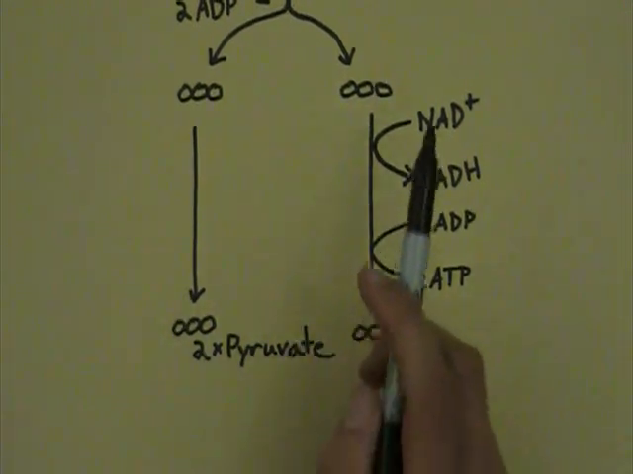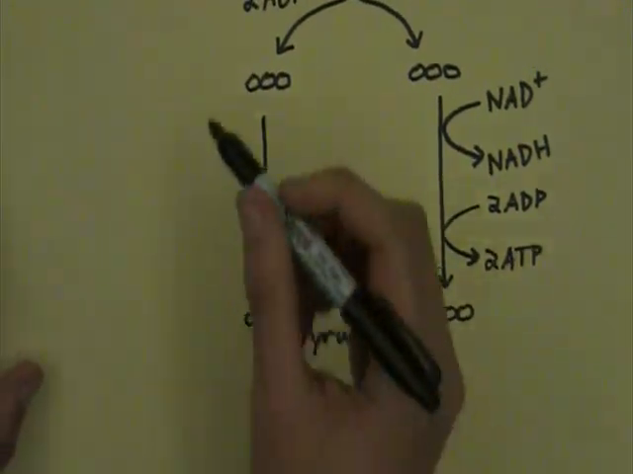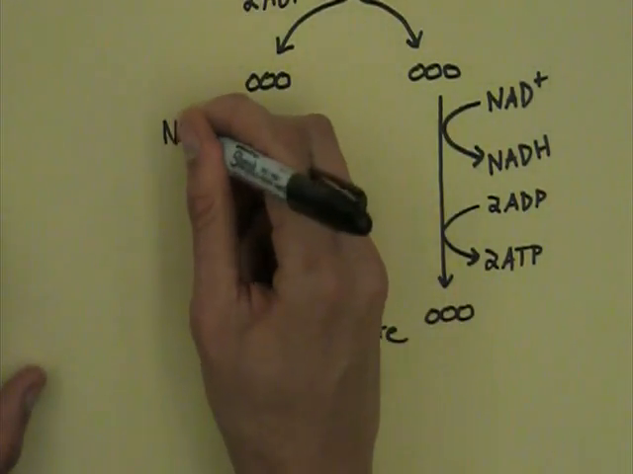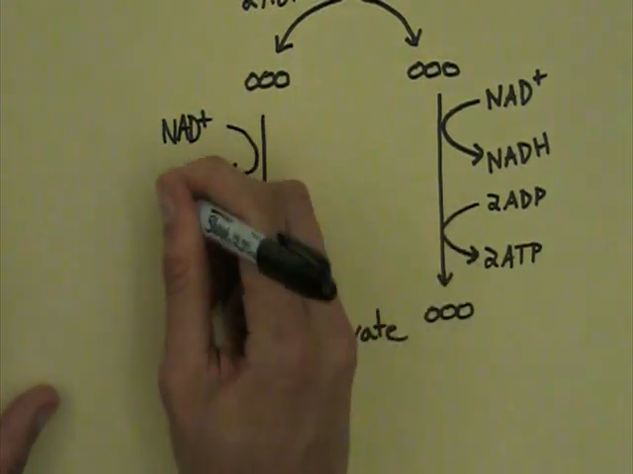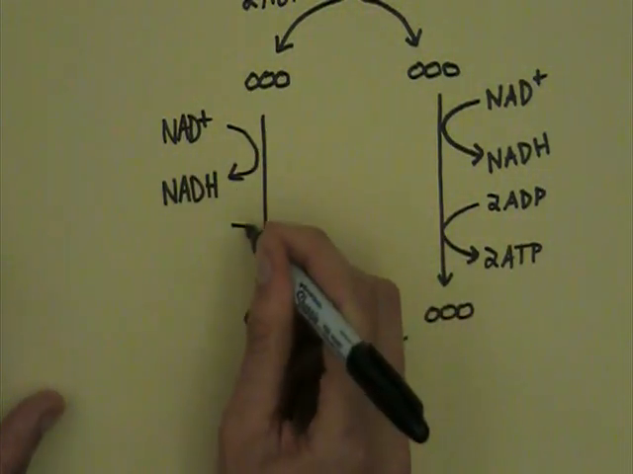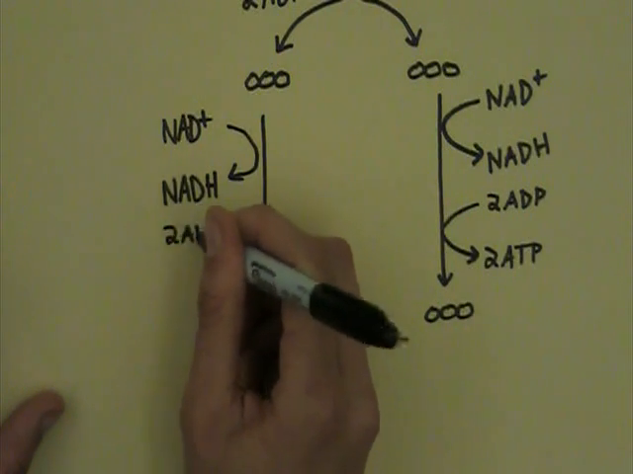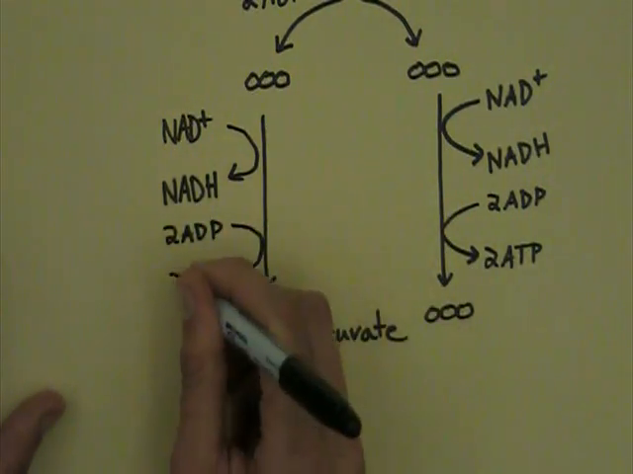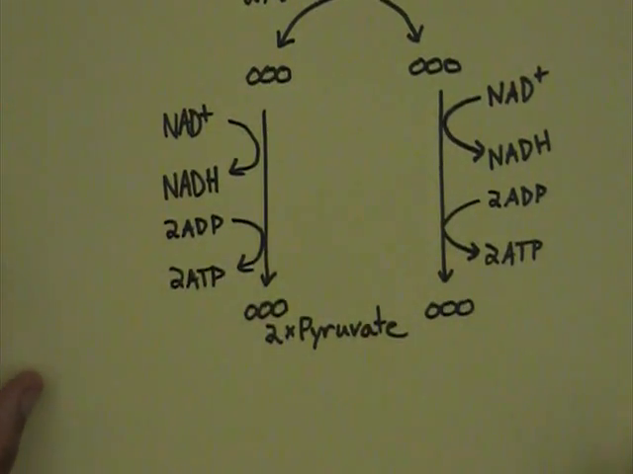It's important to remember that everything that's going on over here is of course going to happen over on this side too. So I need to add in NAD plus being converted to NADH. And I also need to add in 2 ADP being converted to 2 ATP. And the same things will happen to those molecules.